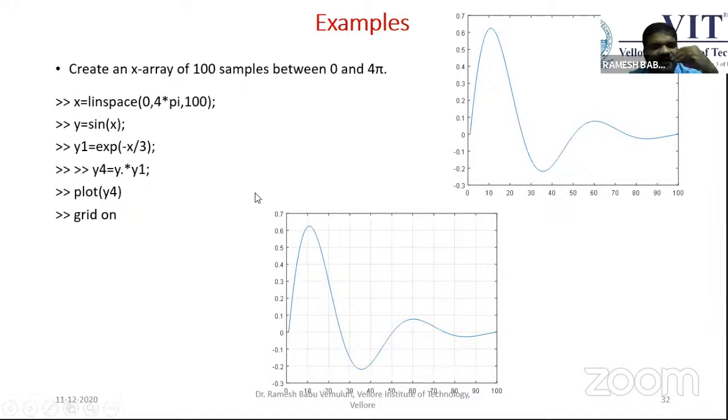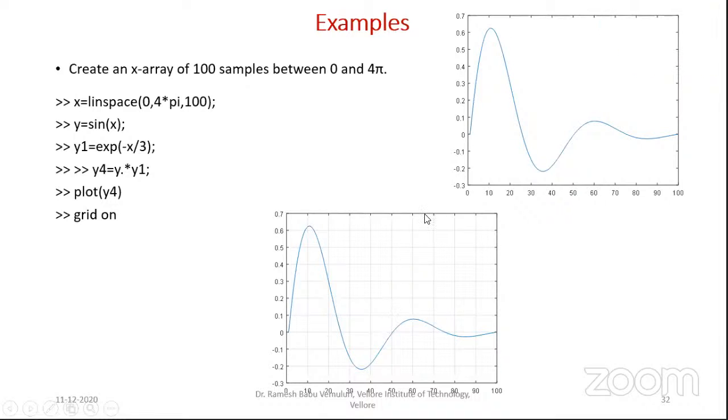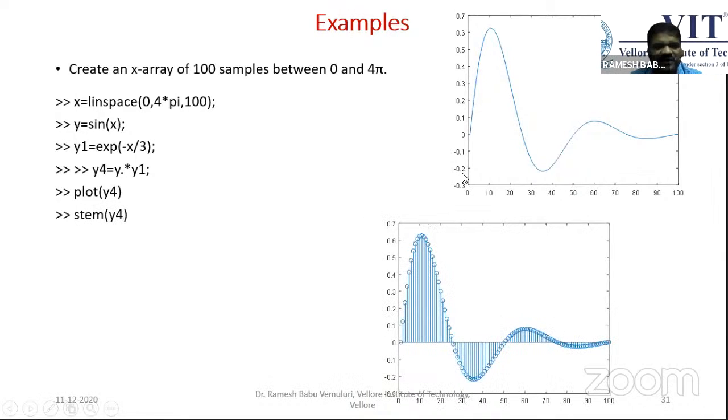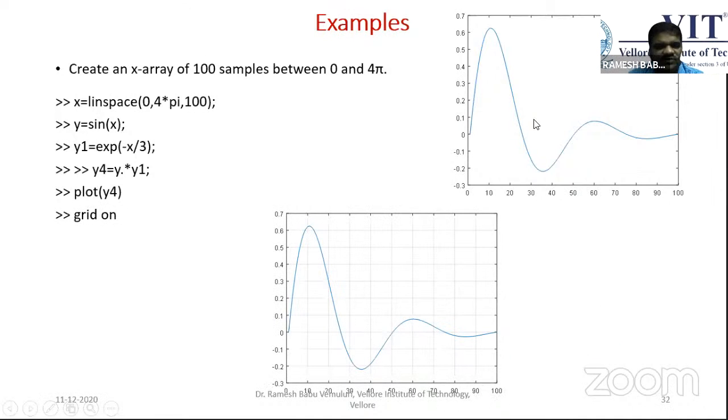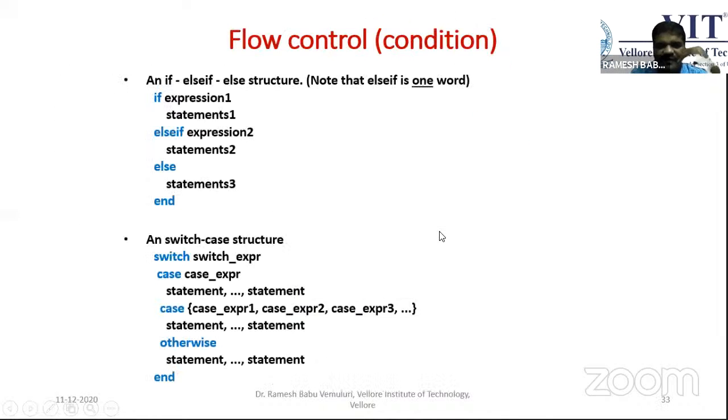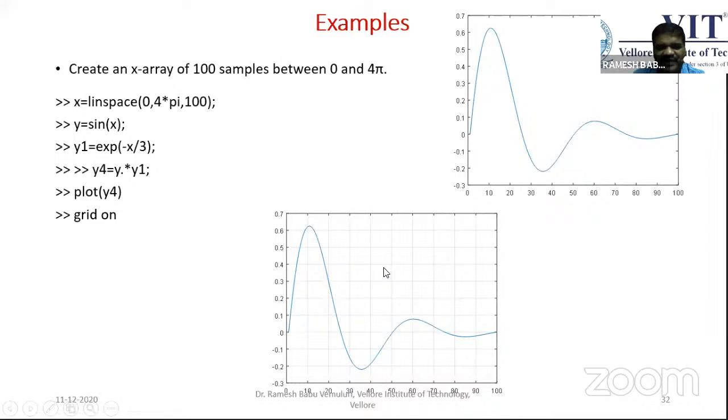So here, create an X array of 100 samples between 0 and 4 pi. Already we have seen that in the previous case we did not have any grid. So now we are putting grid on. Plot Y4, the same thing here. We got the plot Y4. Once you turn the grid on, we can get the grid. So backside there is a grid. When compared with this one, this is flat, and here we have some grids.